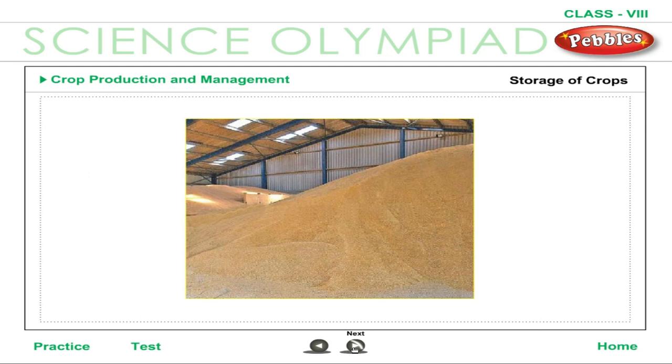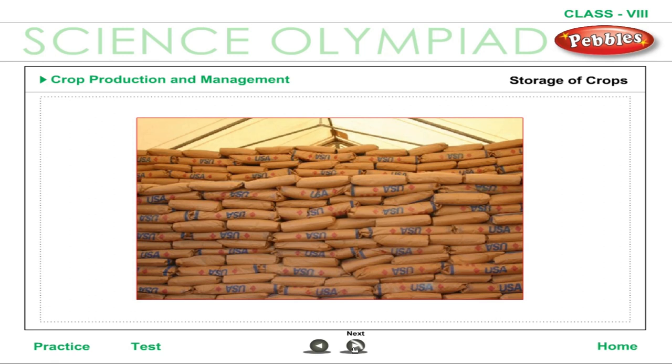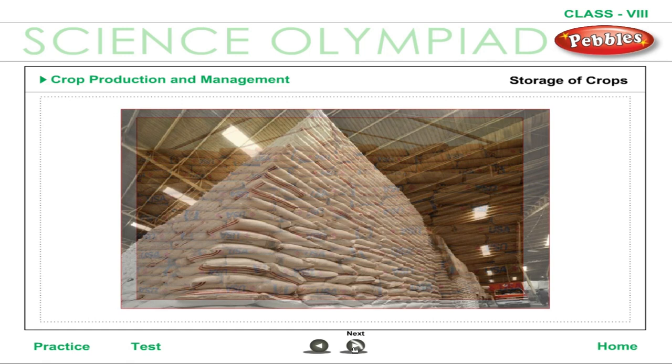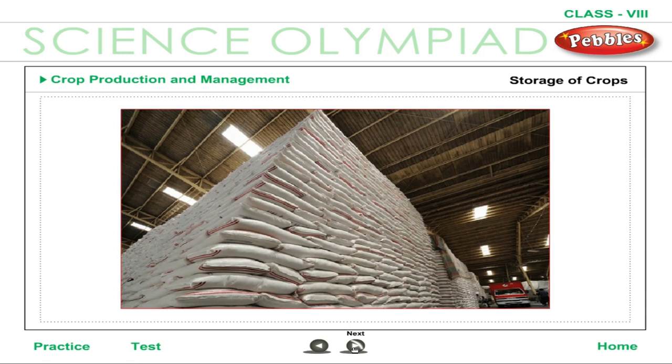Storage of crops. Once the grains are separated from the chaff, they need to be stored before they are made available for use and consumption. Since moisture encourages microbial growth, it is necessary to ensure that both the grains and the storage area are free of moisture. They are weighed, packed in gunny bags, and stored in godowns as shown.